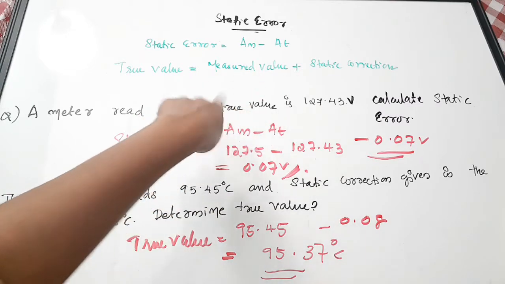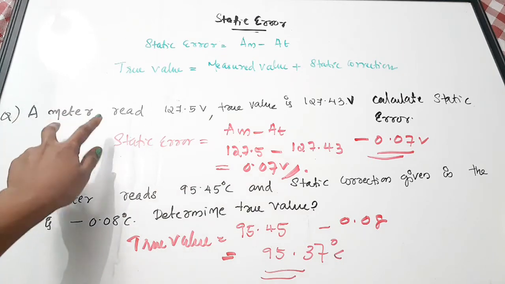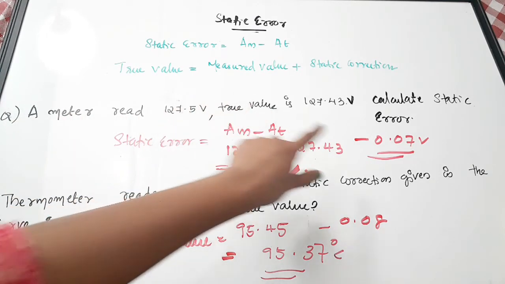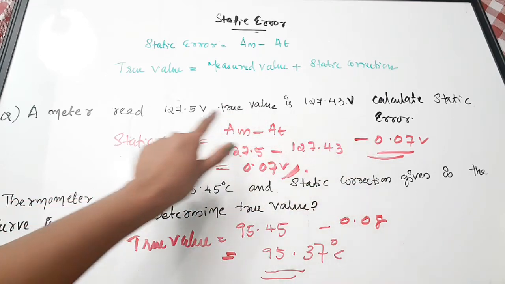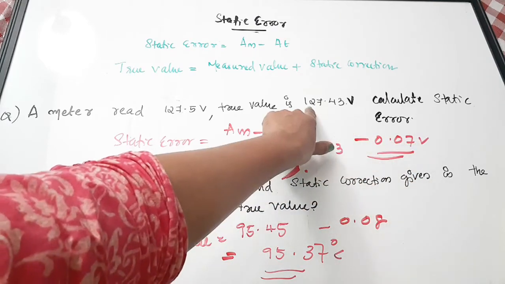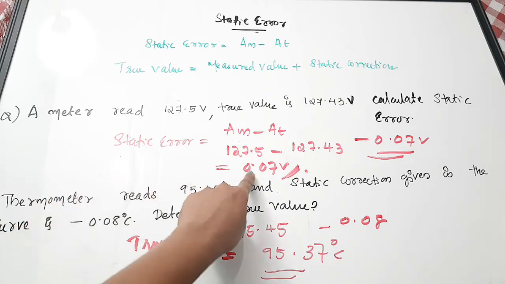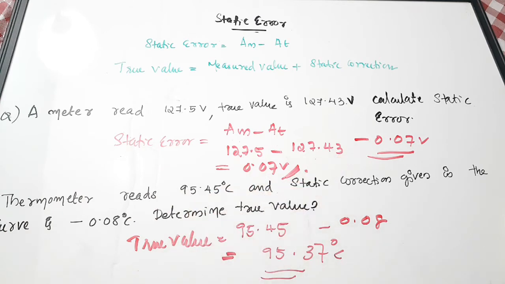That is, if you are going to find the true value in this question, what will be the true value? True value is equal to the measured value plus correction, which is this much. So 127.5 minus 0.07 will be 127.43. So just know that whatever error you are getting, its sign change will be the correction. That is the relation between static error and the static correction. If you are getting static error as positive 0.07 volt, your correction will be negative 0.07 volt. Okay, so this is the concept of static error.